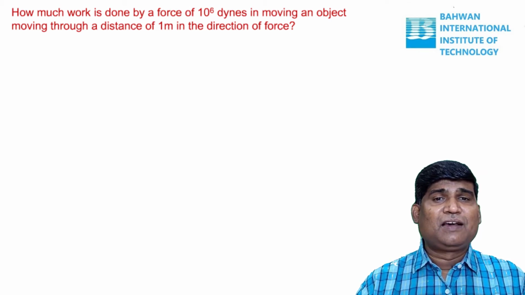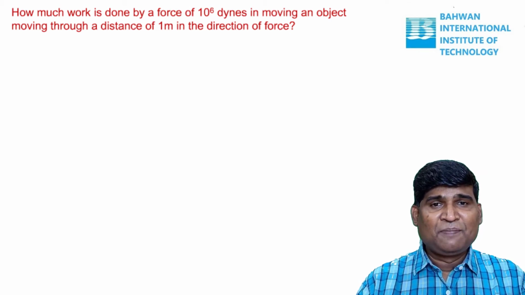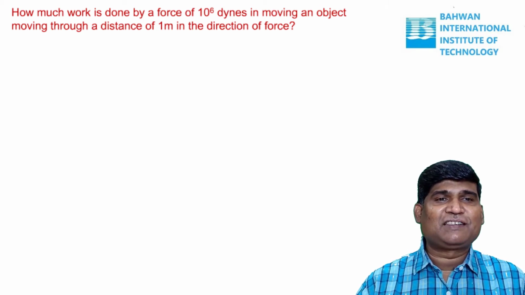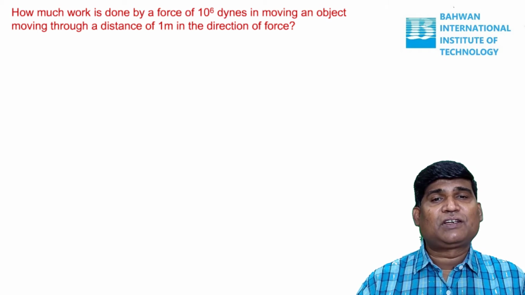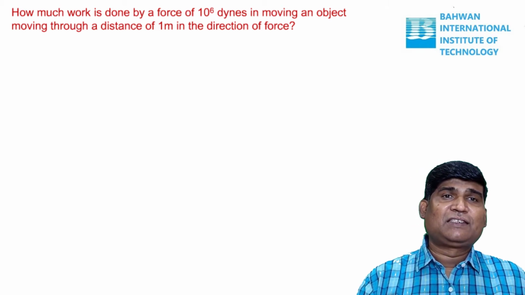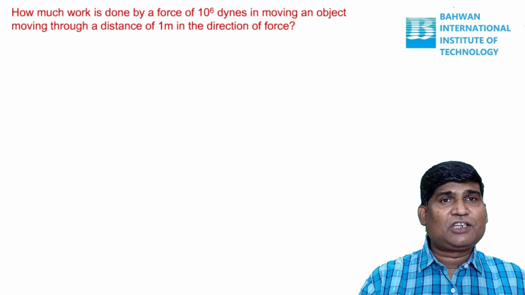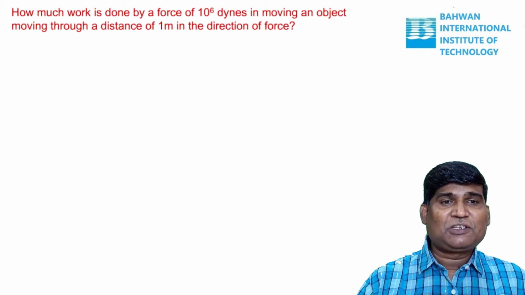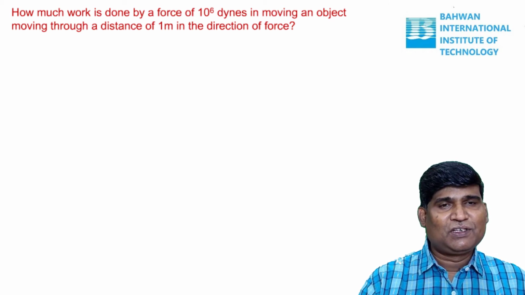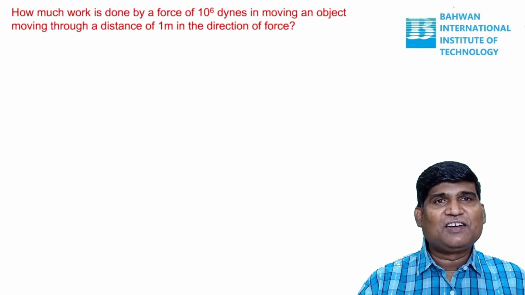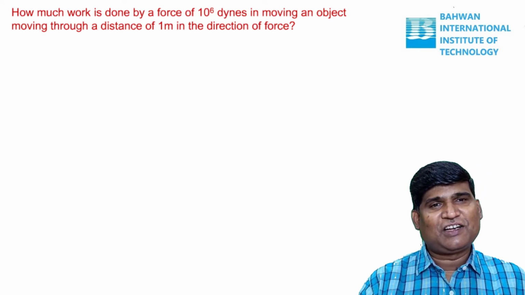In the problem, they are asking a question like this. How much work is done by a force of 10 power 6 dynes in moving an object through a distance of 1 meter in the direction of force? Now when you observe carefully, they are saying the force applied is 10 power 6 dynes. Because of this force, that object got a displacement in the direction of force. How much displacement? 1 meter.